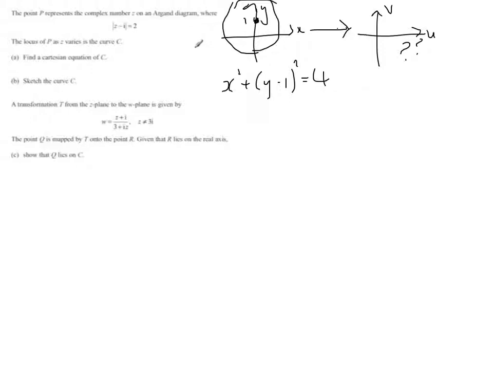So the transformation is that Q is mapped by T onto R. Oh, hang on. Q? Oh, I think that was just to show that we understood loci. That's just a loci question. That's got nothing to do with the transformation. Let's ignore that. Right, now we've got our information here.